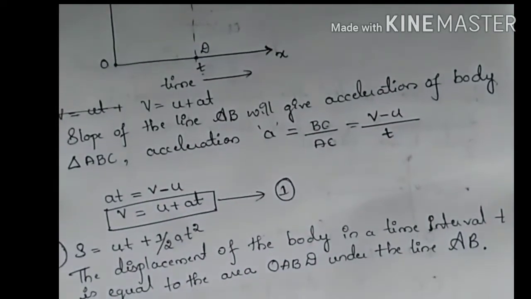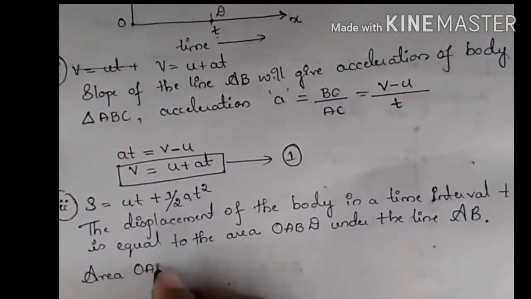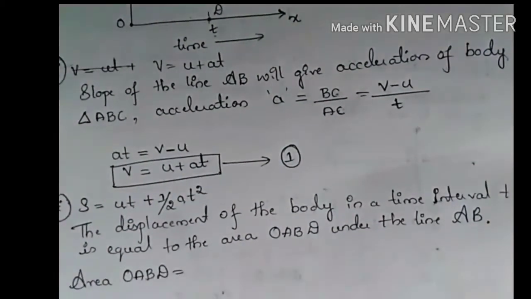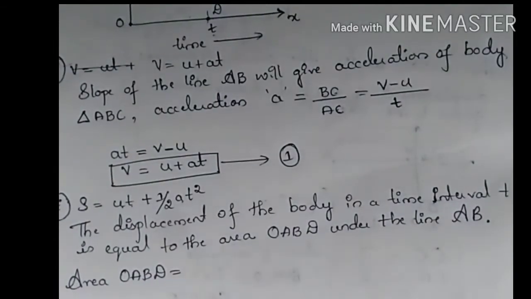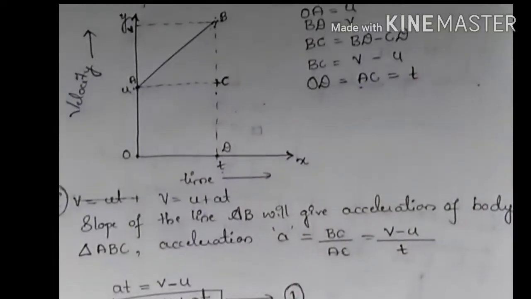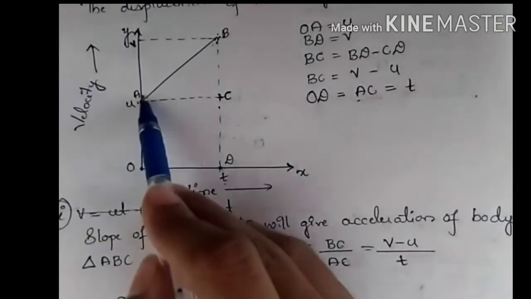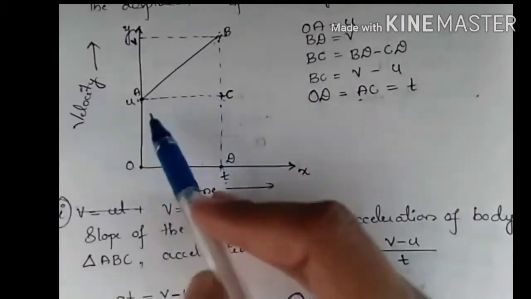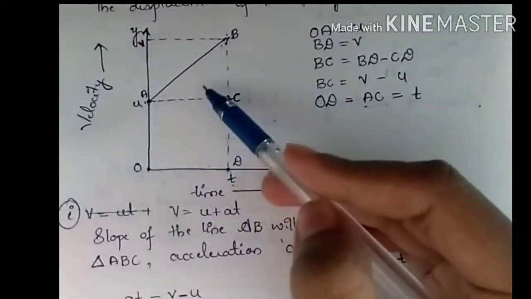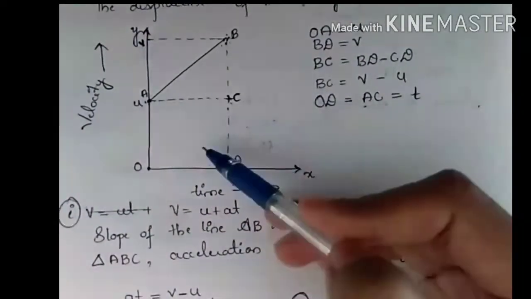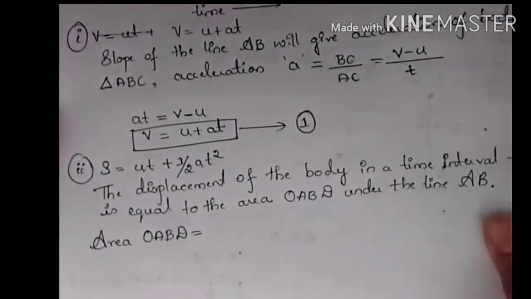So now the area of OABD has got two things. The first is a rectangle and the second is a triangle. Here, if you see, OACD forms the rectangle and ABC forms the triangle. So if you want the area under this line, then you have to consider the area of both the triangle and the rectangle. Let us write that here.